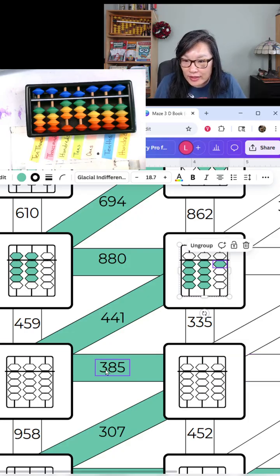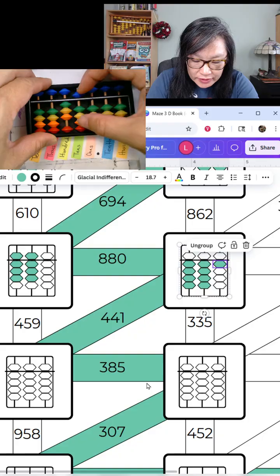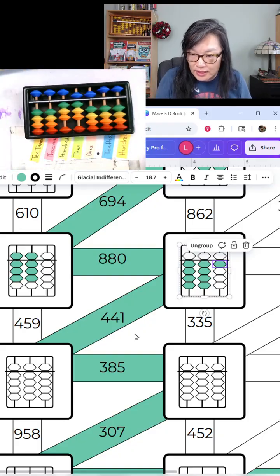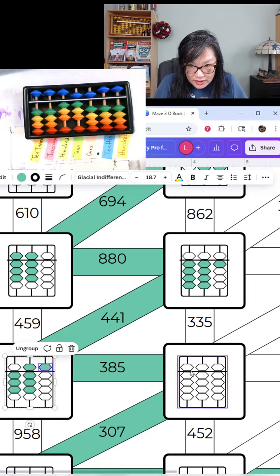So I have 385. So when I go to my abacus, I'm going to do 385. Now, what's the difference between this and what's on the page? Well, the idea is to use the real abacus to get used to learning how to read it. Once you learn how to read it, then we can go into adding and subtracting. But I don't know how far I'll get with my book because I want to get this published.